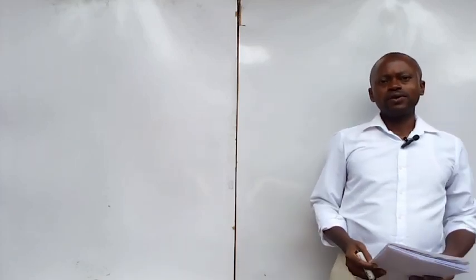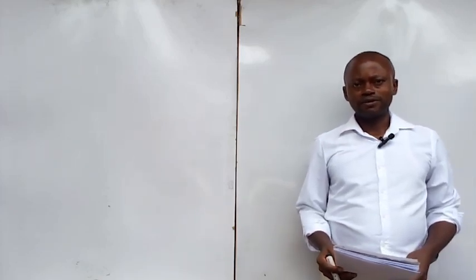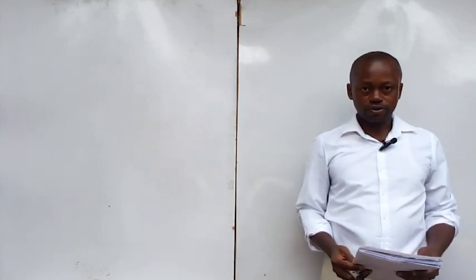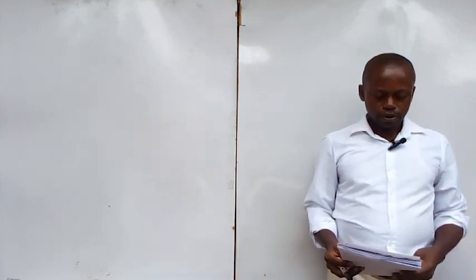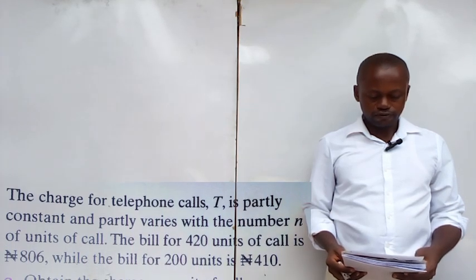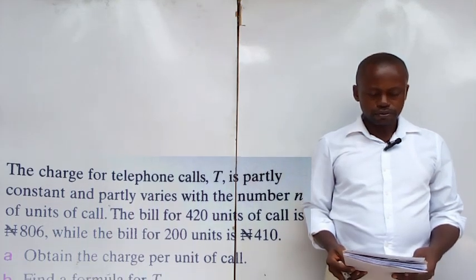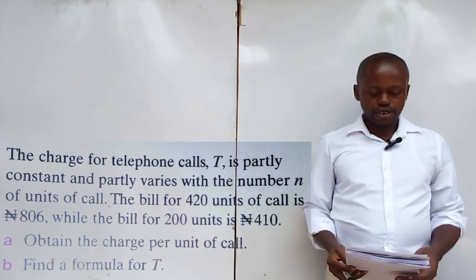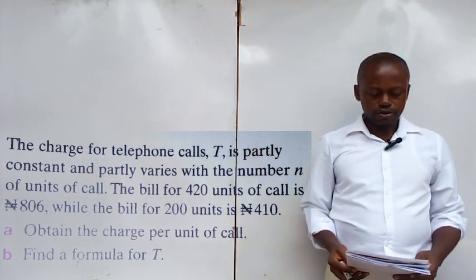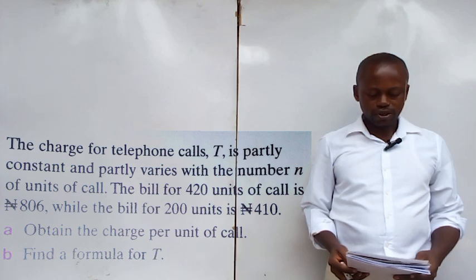Right now, we are looking at questions around partial variation. I'll put up the question, we'll look at it together. This question says the charge of a telephone call, T. So they gave a letter for it. The charge of a telephone call T is partially constant and partially varies with the number n of units of call.